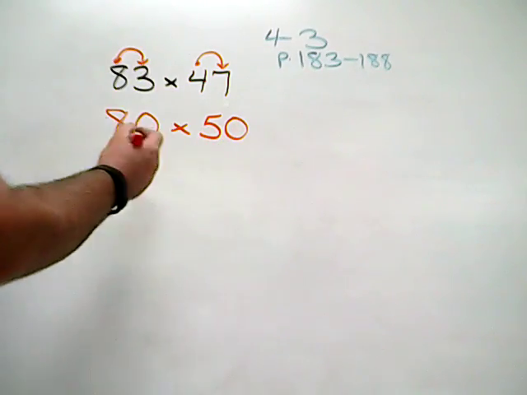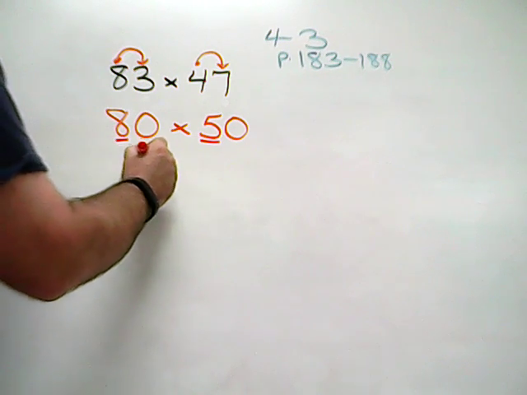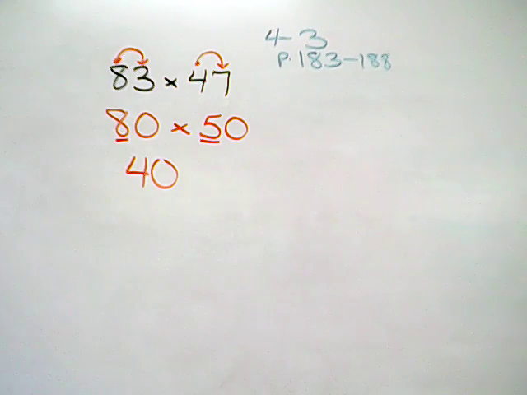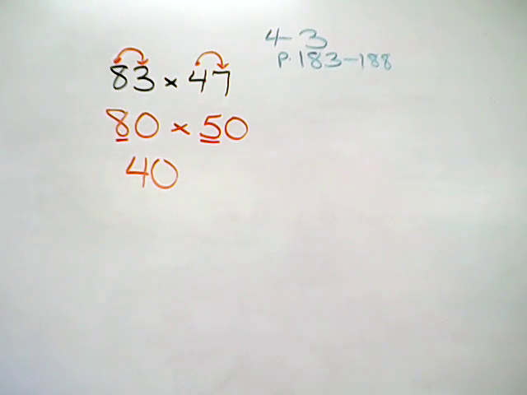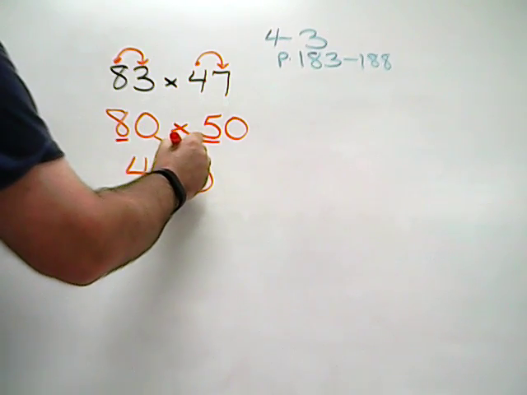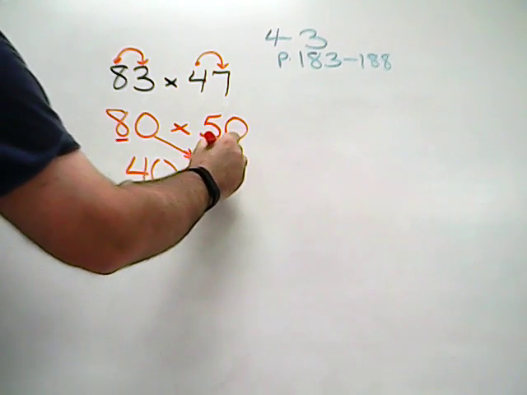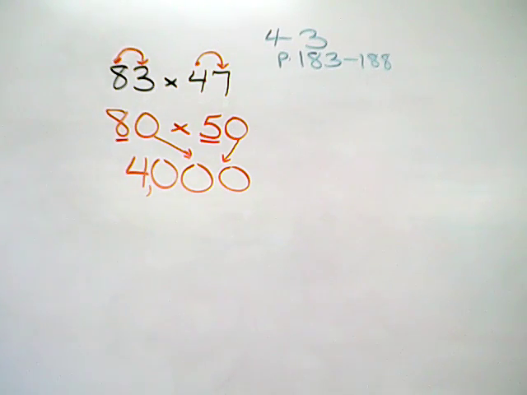Now I have a very simple, basic fact multiplication problem to do in my head. I'm going to do the basic fact of 8 times 5 and get 40 as an answer, but I'm not finished. The reason I'm not finished, I need to remember, I have 2 zeros in my problem. I need to bring those 2 zeros down to my final product. So if I add the 2 zeros there, my final product for 80 times 50 is 4,000.